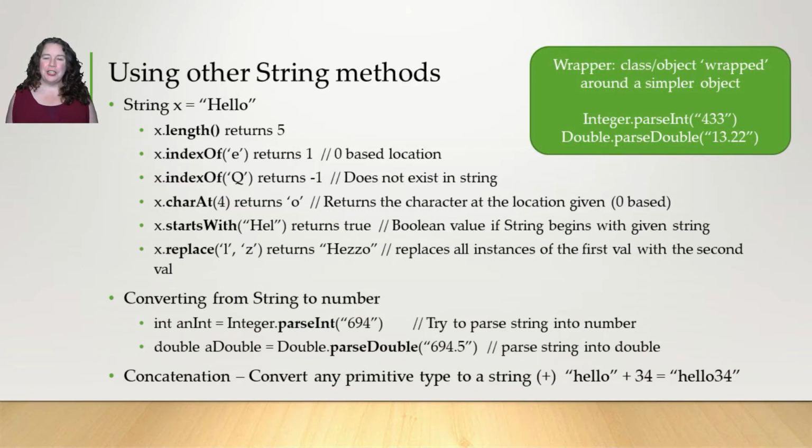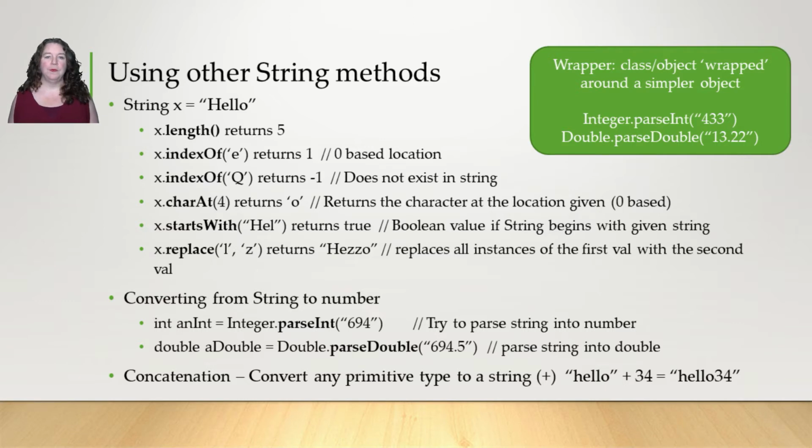So we've already shown you the equals string method. Let's talk about a couple of the other ones. String has a length method. It is a method. It has parentheses just the way any other method does. So x.length is going to return the length of the string. In the example here, where x is equal to hello, it's going to return 5.